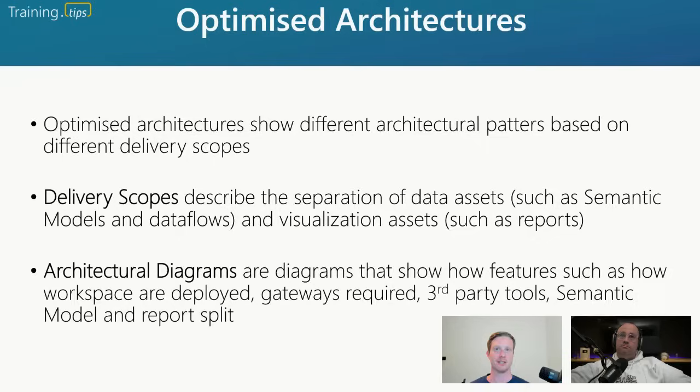So this would be things like semantic models, data flows, data factories and pipelines, this sort of stuff, anything in the data manipulation versus your visualization assets. And these are reports and Excel sheets, anything where you're not directly doing the ETL and manipulating data, but you're more visualizing it. So we like to split these out into two different thoughts. Then we create some architectural diagrams, which show how workspaces are deployed, what gateways, all of this sort of stuff. And we'll have a look at some examples of this now.